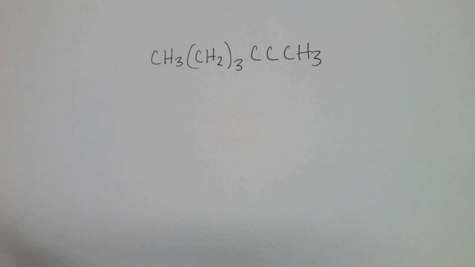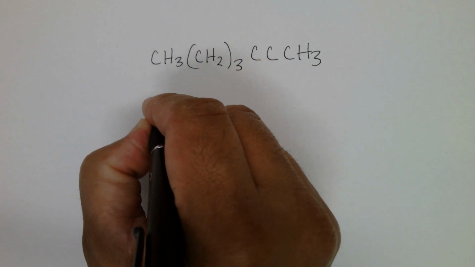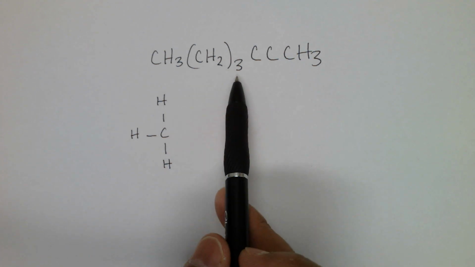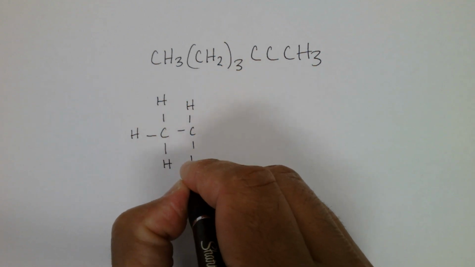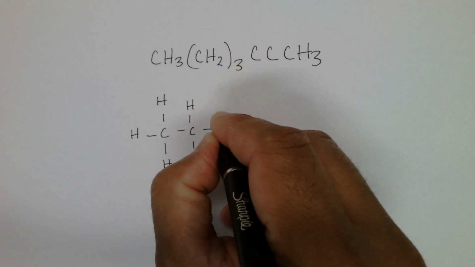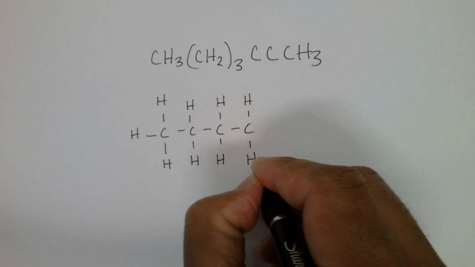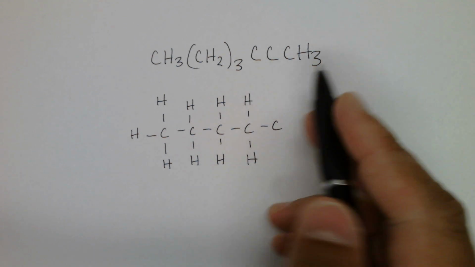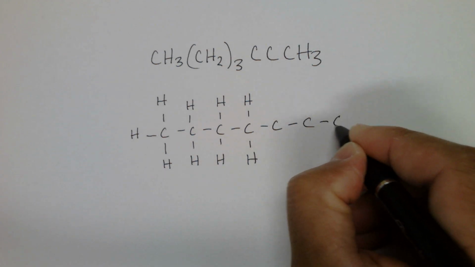And we'll close with this example. Again, let's convert a condensed formula to a Lewis structure. We'll start at the end with these hydrogens bonded to that first carbon. We see 3 methylene groups. So just continuing the chain here. We notice that there's another carbon in the chain, and then it's bonded to that next carbon in the chain, and then the CH3 at the end.